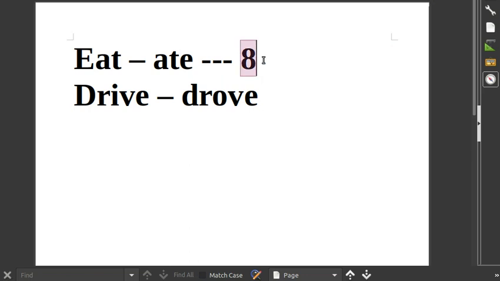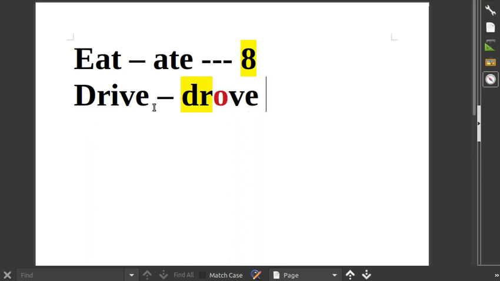Eight, we pronounce the same as the number 8. So you speak absolutely the same as 8. Yesterday, I ate chicken. I ate chicken yesterday. Drive and drove: here you see the spelling change. The DR stays the same, but in the middle comes an O. So we have here drive, changing the spelling into drove.